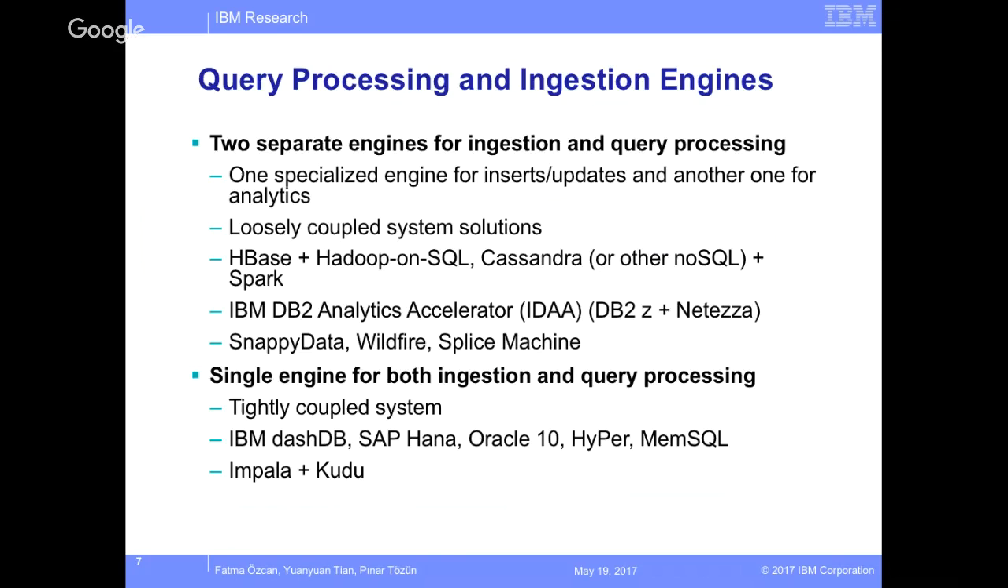HBase and Hadoop on SQL is, for example, an example, and we are going to talk about that in some detail. Another example is IBM's DB2 Analytics Accelerator, IDAA. We are not going to cover that in detail, so I would like to say a few words about that. So what this one does is the DB2 for z/OS provides the transactions, OLTP, but its cycles are very precious, and if you do more on it, you are going to ruin the performance, or throughput performance.